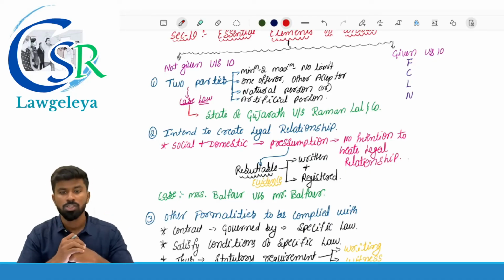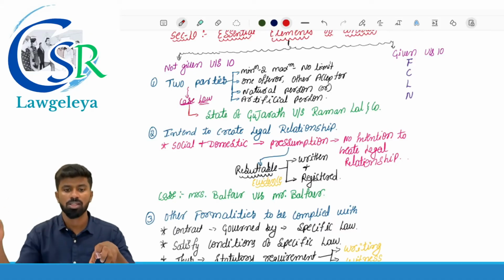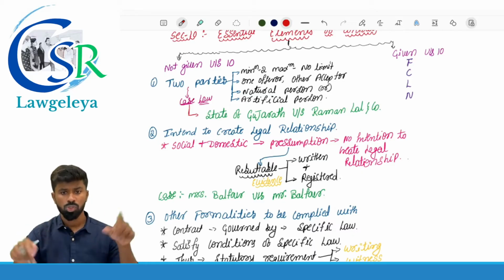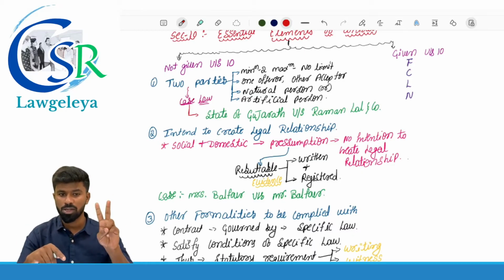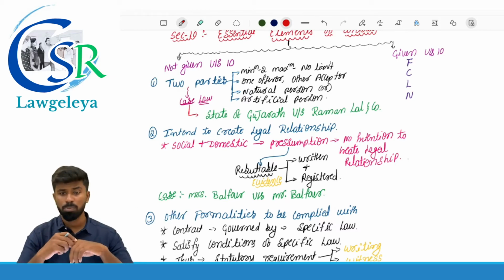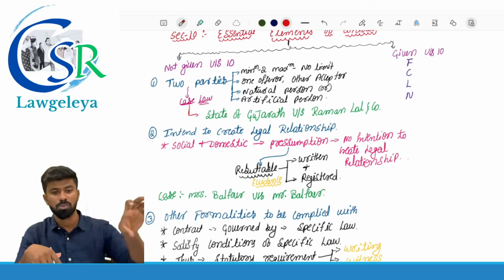What is the case name? State of Gujarat versus Ramanlal and Co., in which the court held that in a partnership on dissolution, if a partner takes away the asset, it is not considered as a transfer. Why? Because to be a transfer, there must be how many parties? Two parties, transferor and transferee. But in case of partnership firm, is it any separate legal entity? No, partnership firm is not a separate legal entity.